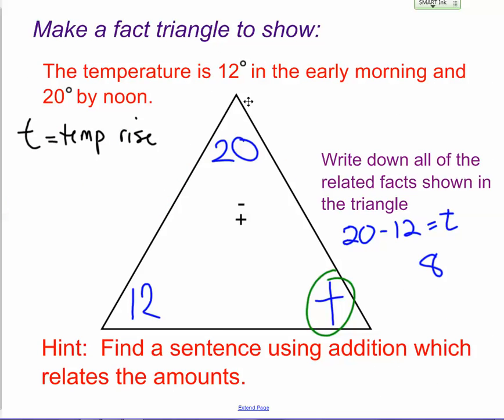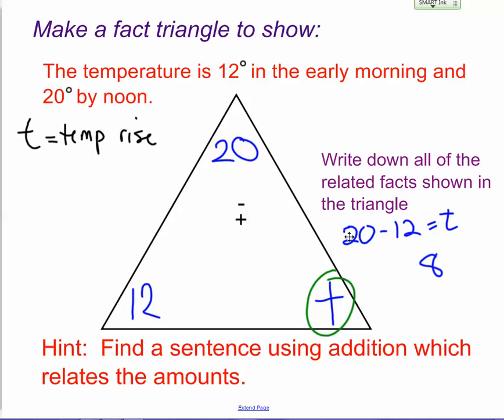And then we had a problem. So the temperature is 12 degrees in the early morning, and then it rises, but we don't know how much, so we just call that T, and by noon it was 20 degrees. So what addition sentence relates the amounts? Well, the 12 o'clock temperature plus the temperature rise equals the 20.